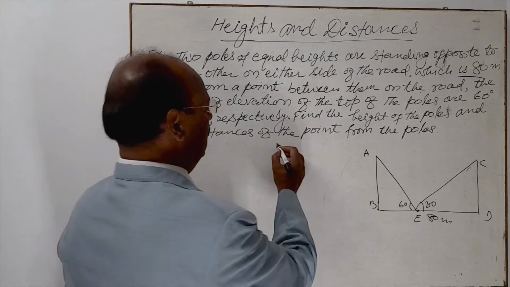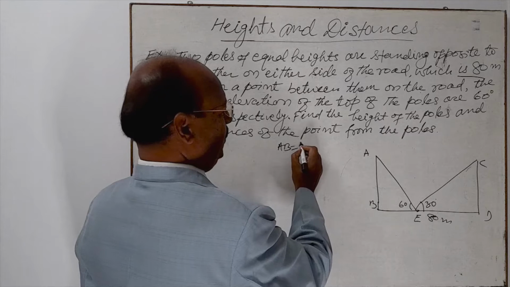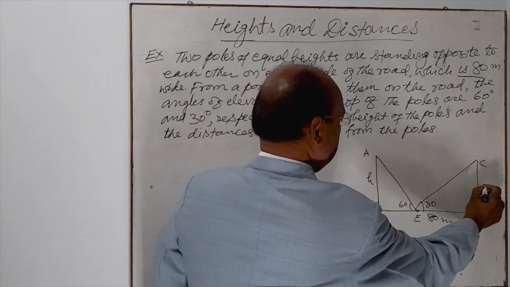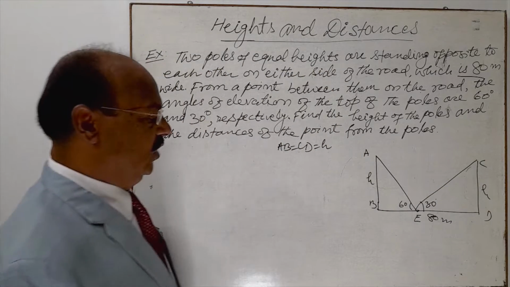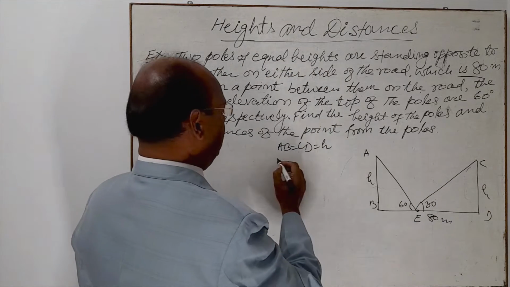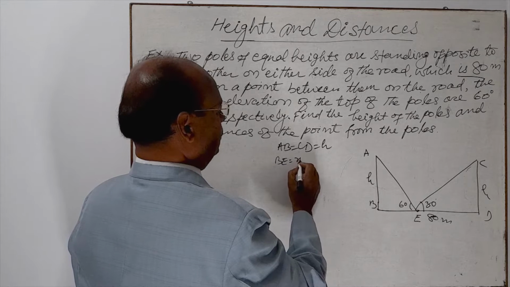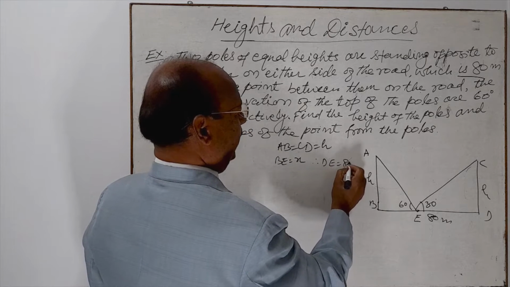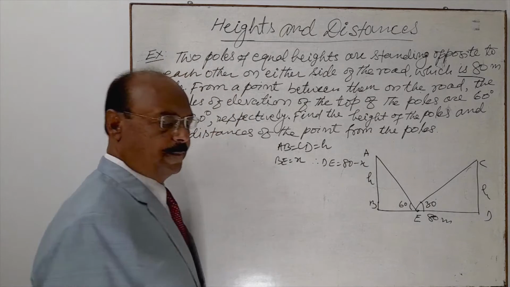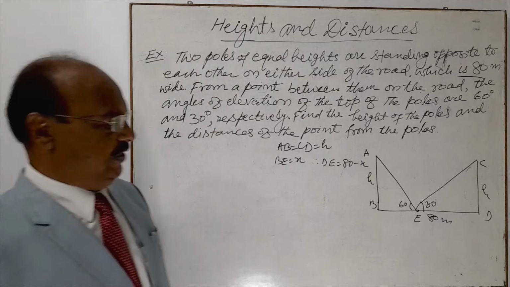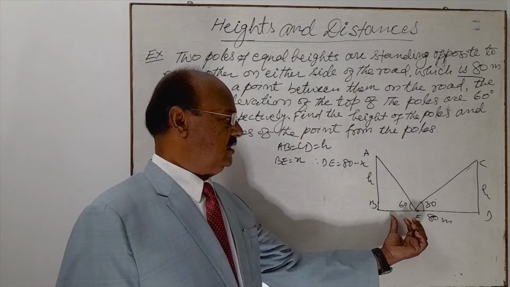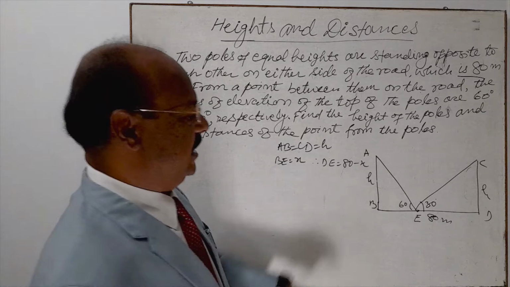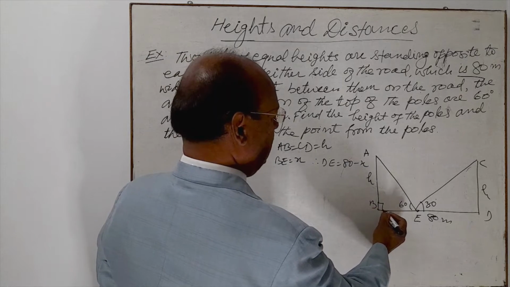So suppose here heights of the pole, which is AB or CD, suppose this is H. And let us take this distance BE is equal to X, and therefore DE will be 80 minus X. So we have to find out here values of X and H. Let us take right angle triangle ABE.